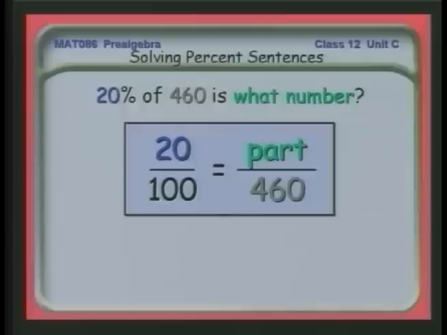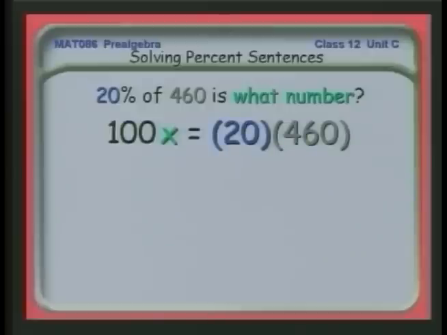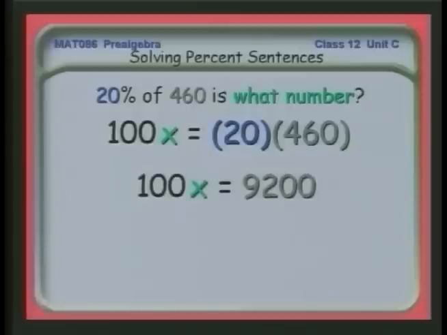20 is to 100 as the part is to the whole. What we do next is cross multiply, and we're left with the equation. I'm going to call the unknown part x. We're left with the equation 100 times x is equal to 20 times 460. This is a relatively straightforward equation that we can solve. We'll solve it on this screen. The first thing I need to do is to simplify the quantities on the right by performing the multiplication, and I get that 100x is equal to 9200.